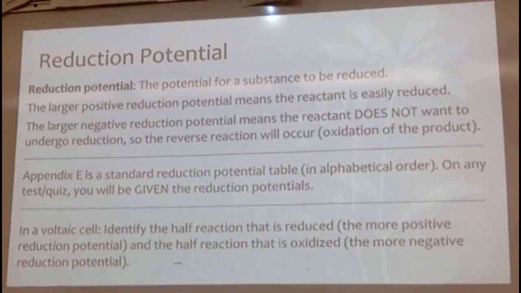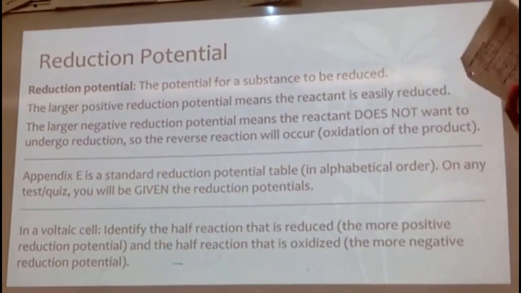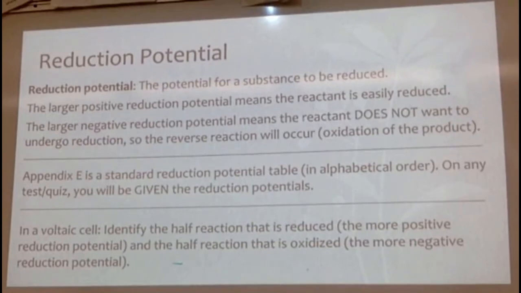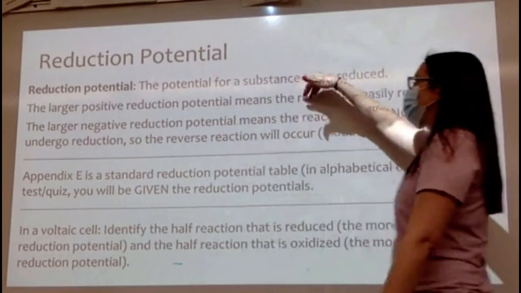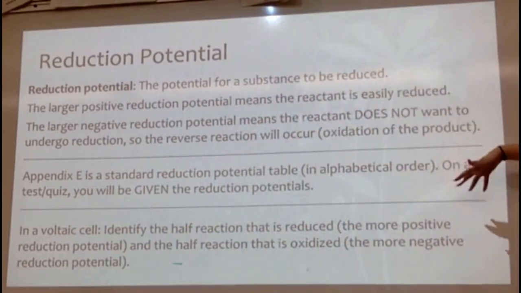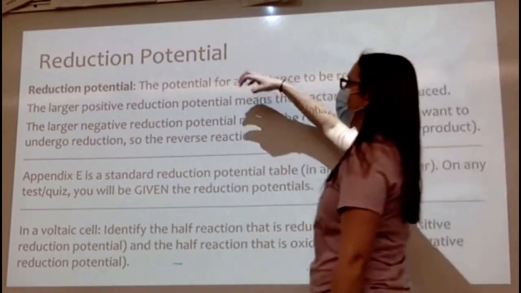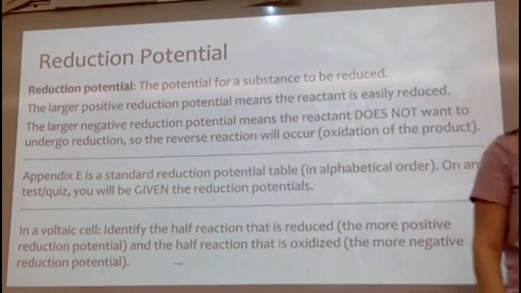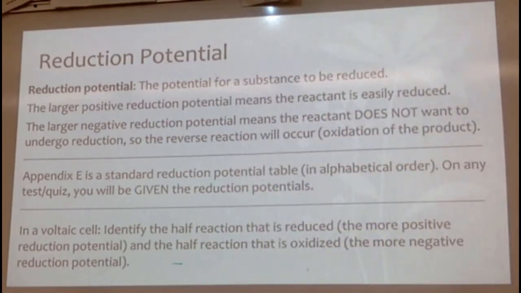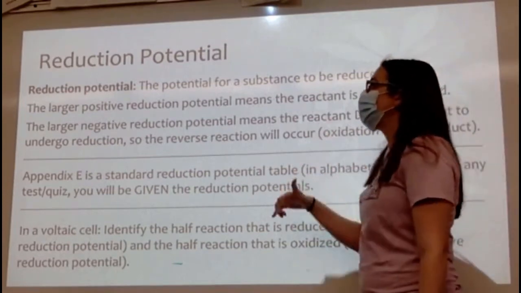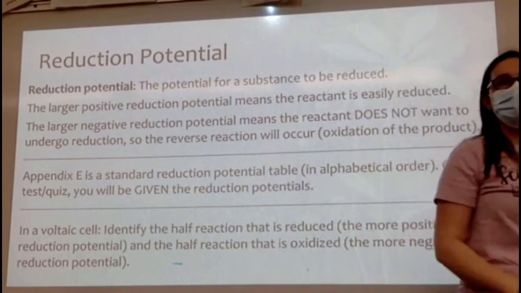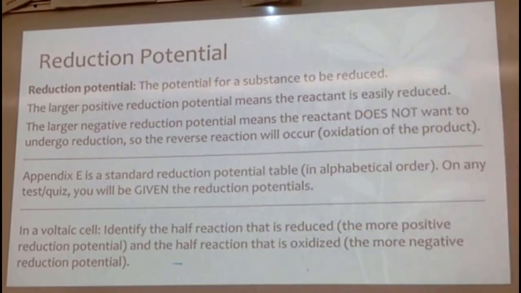So reduction potential, I talked about it in your notes, on page 7. The reduction potential is just that, the potential for a substance to be reduced. Appendix E is an entire table that shows the potential of substances to be reduced. They are all reduction potentials.